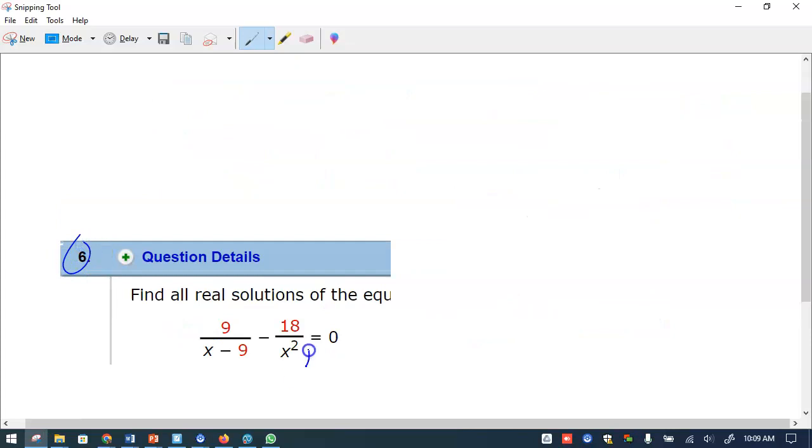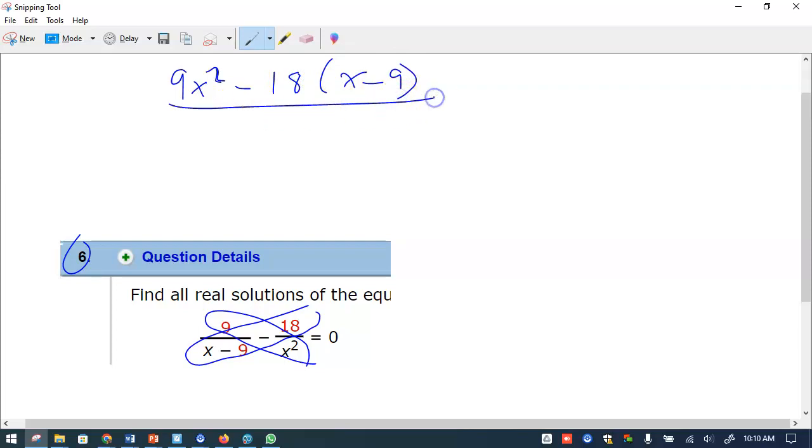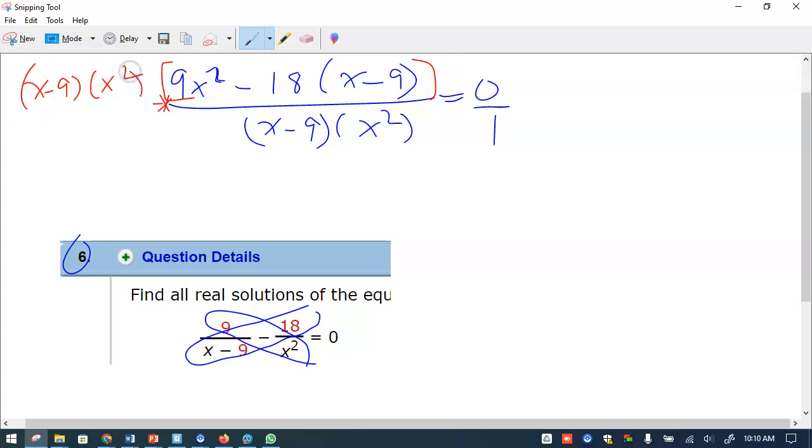Question number 6, again, you just multiply these two, so that becomes 9x squared, and then minus 18 times (x minus 9). Down below is x minus 9 and x squared. But the right side is 0, so it's like 0 over 1, so you don't have to show this step. You're multiplying the whole thing by x minus 9 and x squared on this side, and you also multiply the other side by x minus 9 and x squared. This step is not needed because anything times 0 is 0. So this thing will go away, and what you are left with is 9x squared.